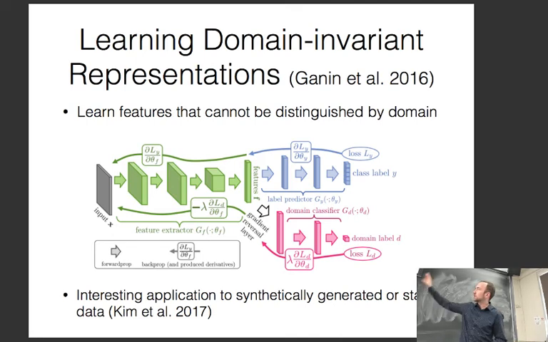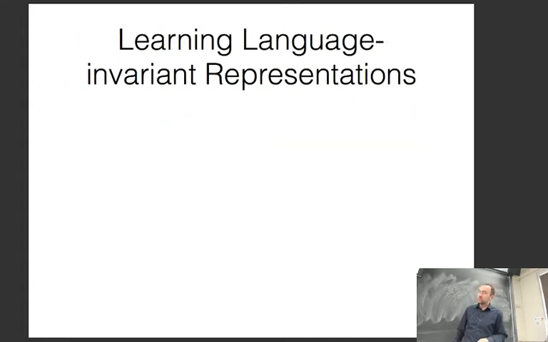They also had another setup where they had some data that was older than some other data, and they trained a discriminator so you couldn't discriminate between those as well. There are other examples of learning language invariant features.